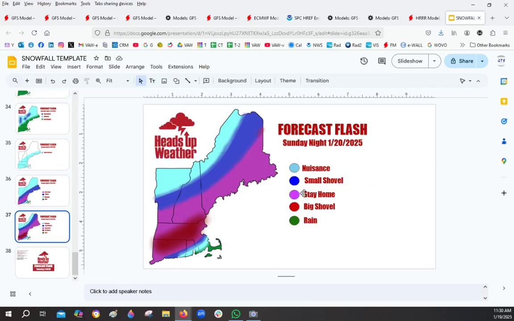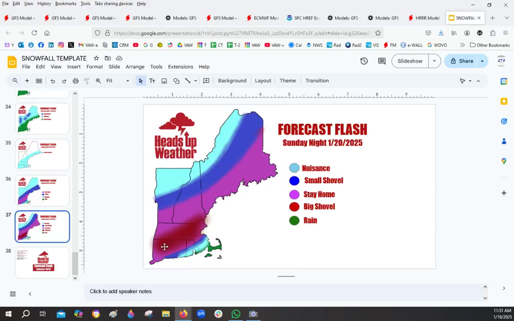And then the heavier snow bands. I'm debating between maybe big shovel. I'm debating swapping, maybe even getting rid of stay home. I think we're all going to be staying home anyway. It's nighttime, so I might change that. So we'll call the purples, or the fuchsia, is that fuchsia? We'll call that the big shovel.